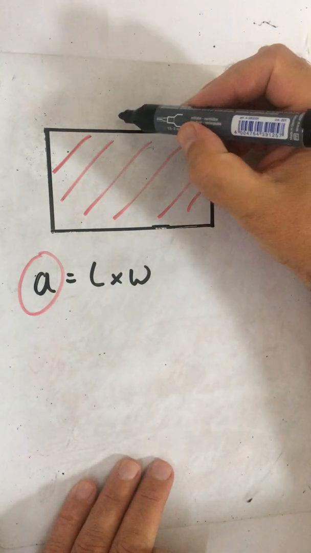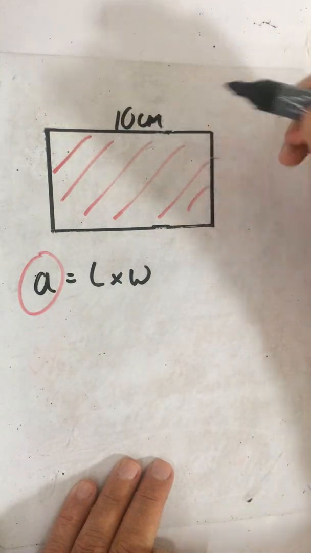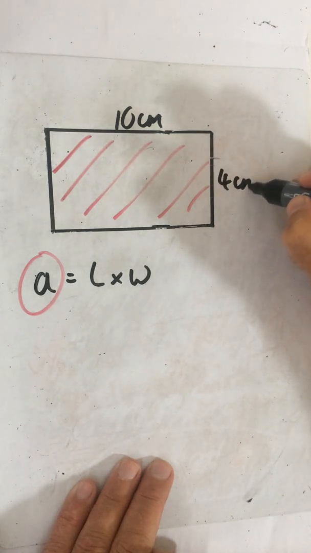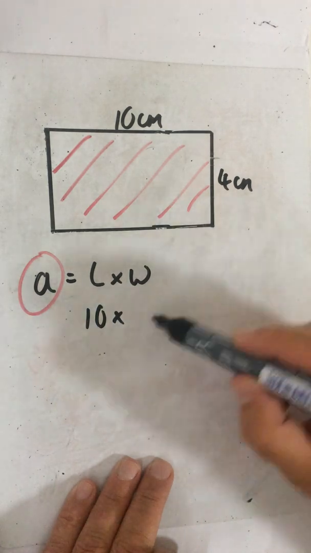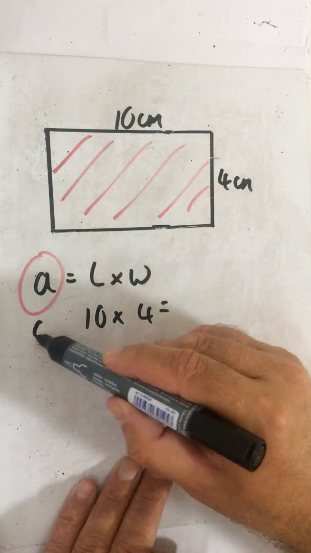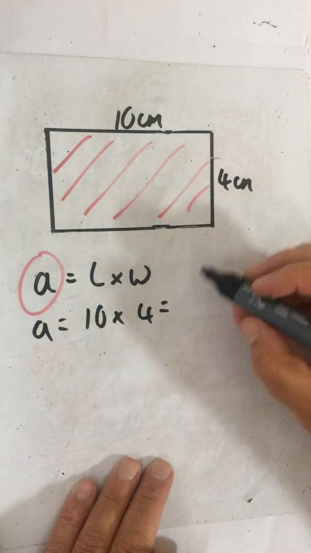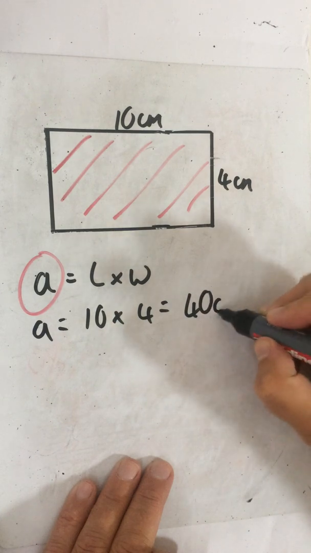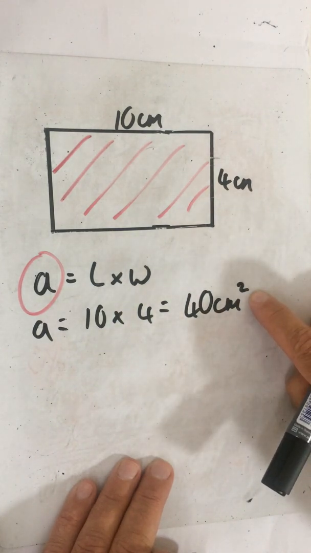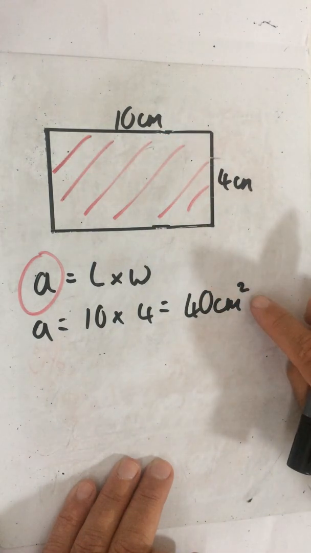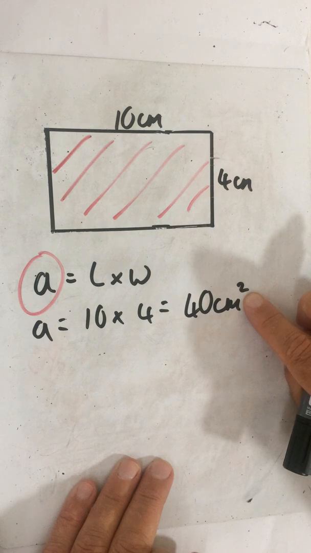So for example, if this is 10 centimeters and this is 4 centimeters, the length is 10. The width is 4. Because it's area, I multiply them together. I get 40 centimeters, and I have to put the squared. It's really important I put the squared. That tells us it's the area.